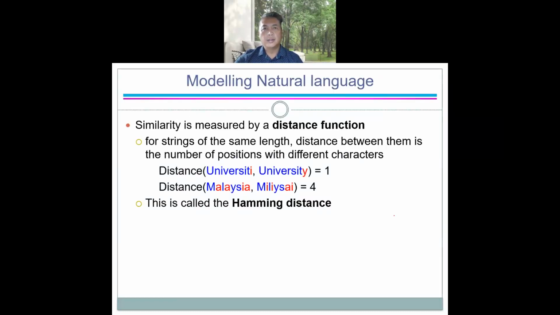The first one is called the distance function. The distance function is referring to the number of positions with different characters. So for example, this will have one distance. If you have 0, meaning that they are similar. If the number is higher, meaning they are far away. So this is what we call Hamming distance also. They count the number of different characters for the two texts that we have. This is easy to implement.